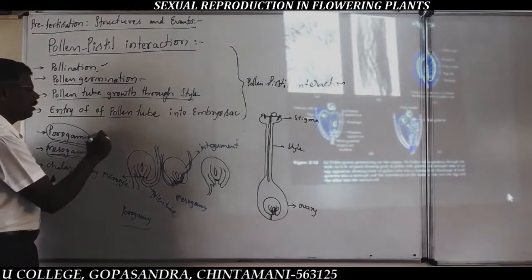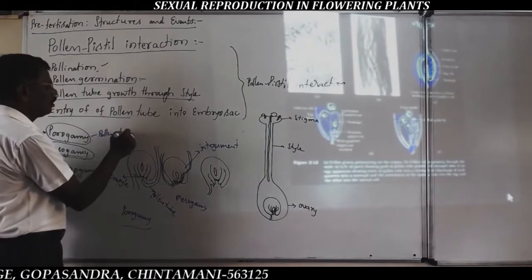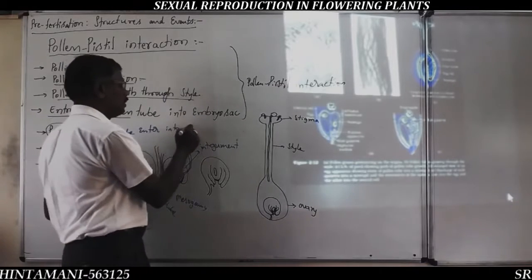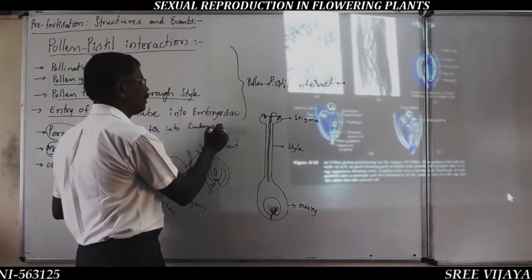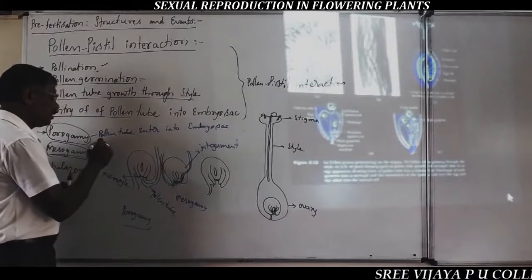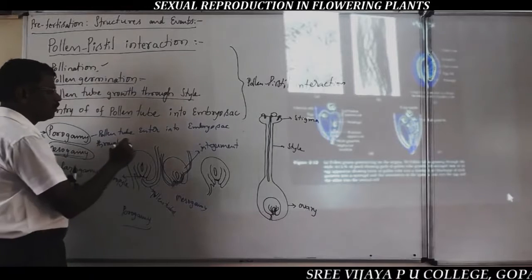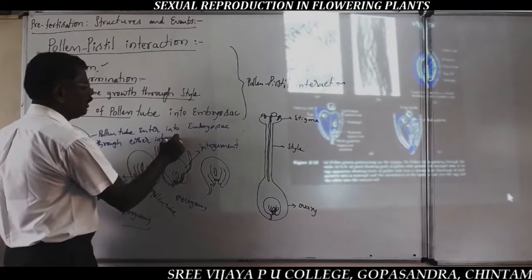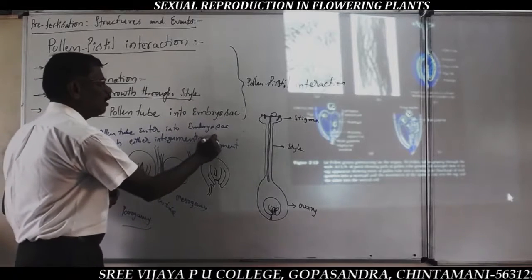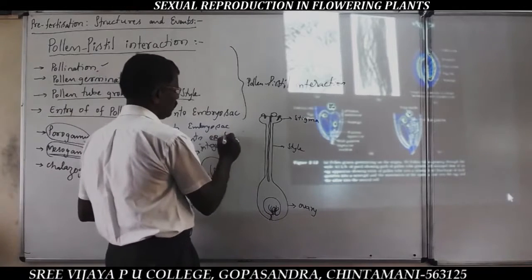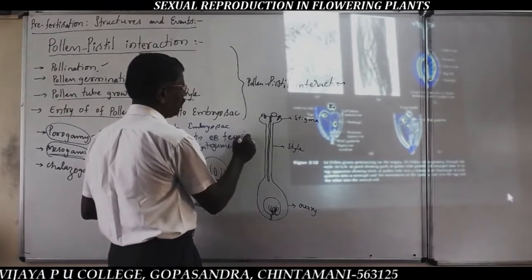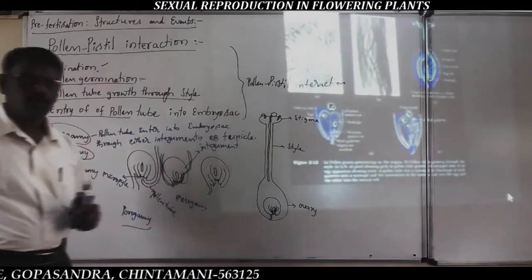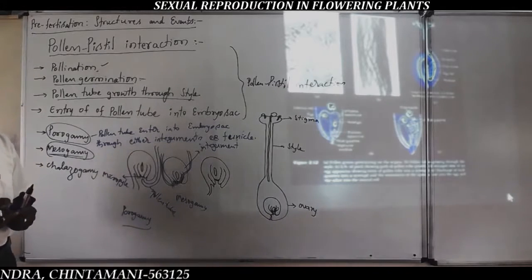So in mesogamy, the pollen tube enters the embryo sac through either the integuments or the funicle. The funicle is nothing but the stalk of the ovule. The stalk of the ovule is called the funiculus, that is, the funicle.